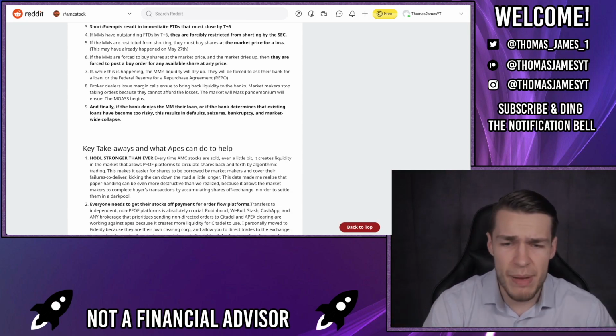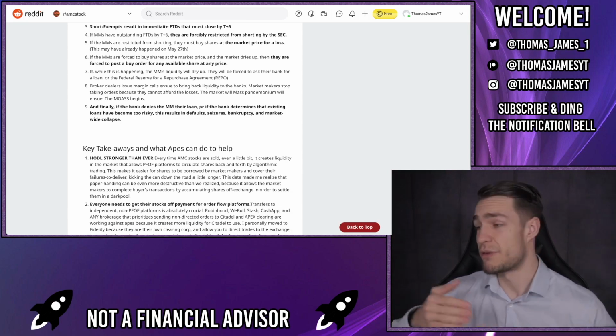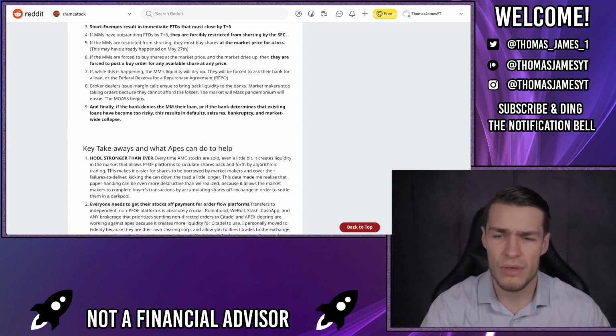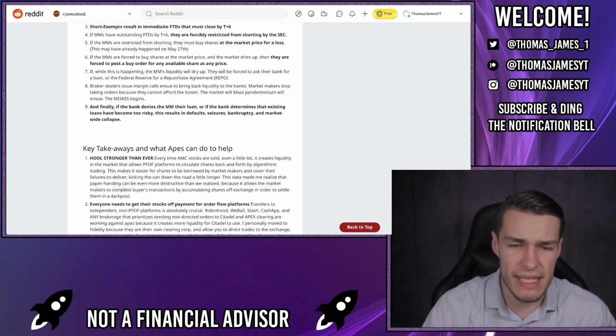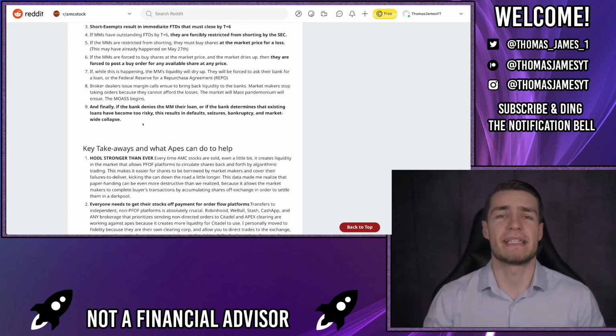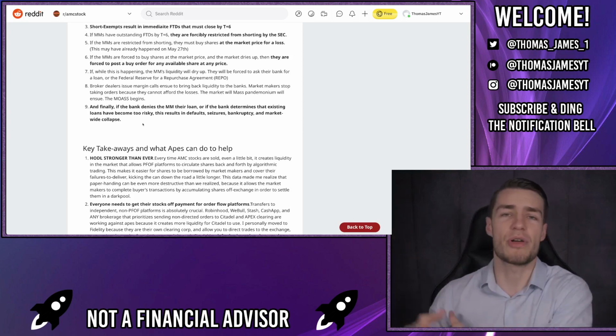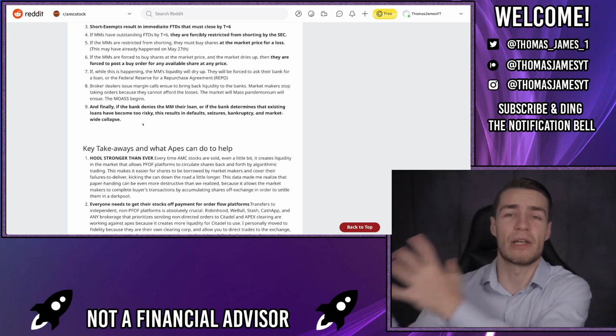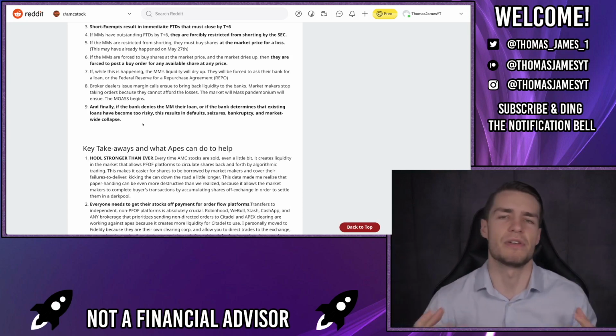And finally, if the bank denies the market maker their loan, or they run out of long positions to loan out, or if the bank determines that existing loans have become too risky, this results in defaults, seizures, bankruptcy, and a market-wide collapse. This is exactly why the DTCC are trying to put in place that process of being able to loan out their long positions for cash to use as liquidity.